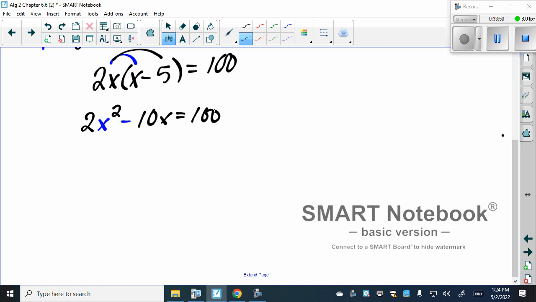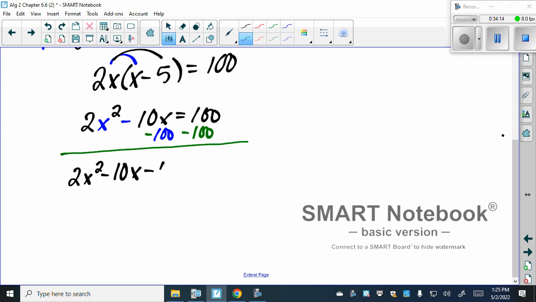So we have a quadratic, and anytime we have an x squared, or the degree is higher than 2, we've got to get everything on the same side of the equal sign, with this equal to 0. So here we would need to subtract 100 from both sides. And if we subtract 100 from both sides, we get 2x squared minus 10x minus 100 is equal to 0.